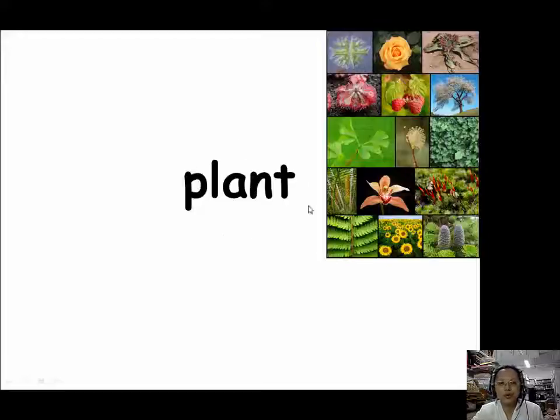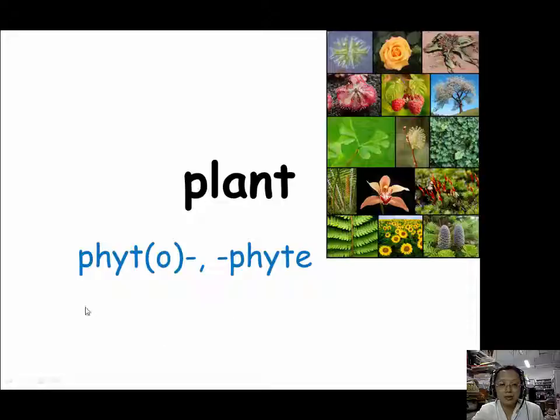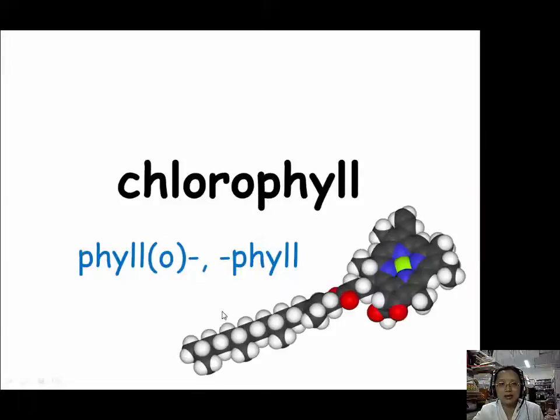Let's review what we learned. For plant, we could use the prefix phyto, P-H-Y-T-O, or the suffix phyte, P-H-Y-T-E, to describe anything that's related to plants.